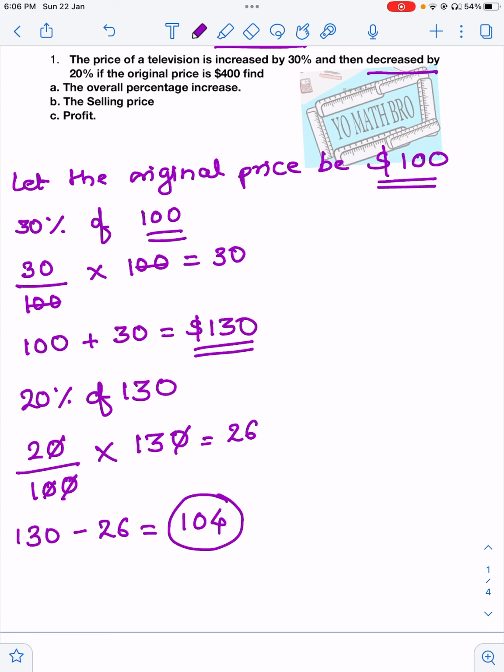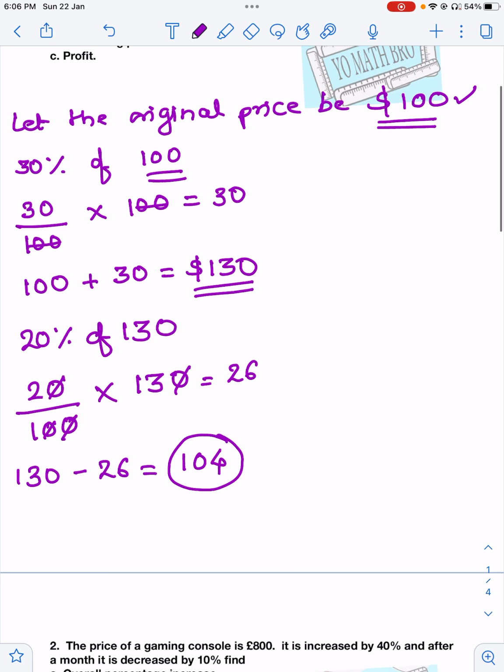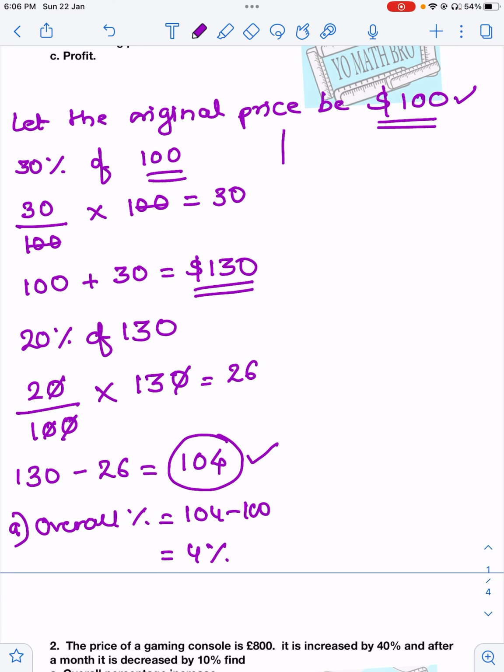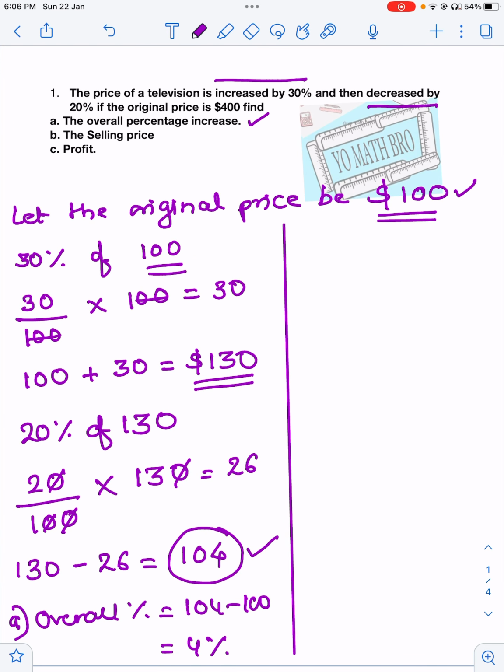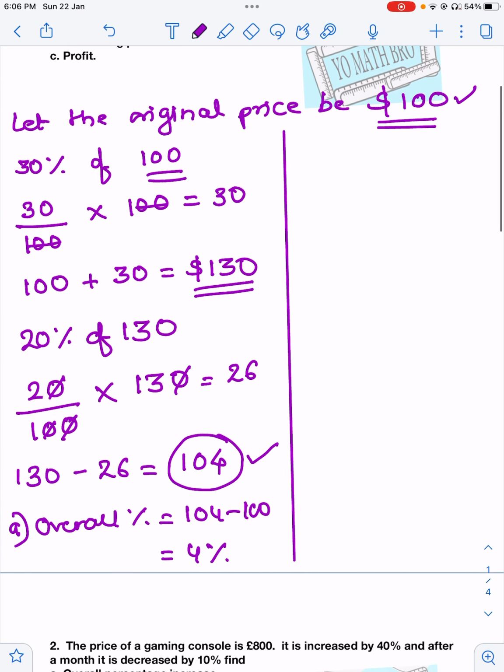Now let us check again the original price. Original price was $100. After the two conditions, it has become 104. So overall percentage gain is how much? 100 became 104. Overall, 104 minus 100 means it has actually just increased by 4%, my dear students. So I get the first part, the overall percentage increase, which is 4%.